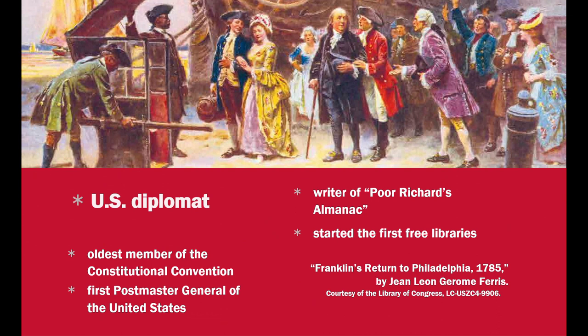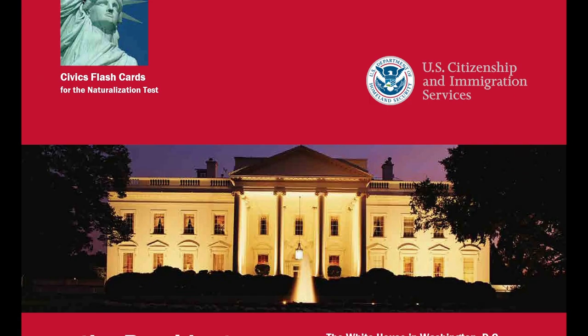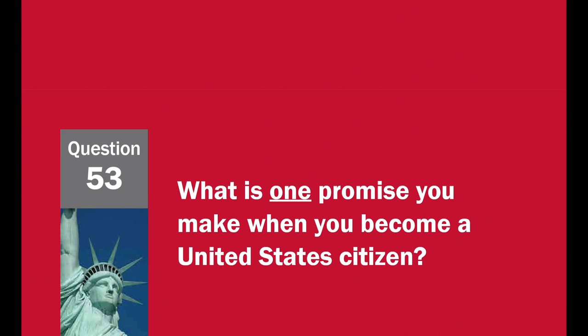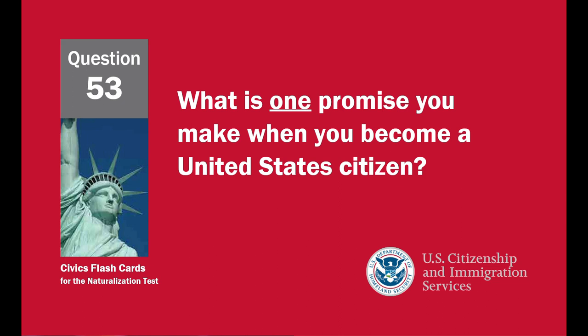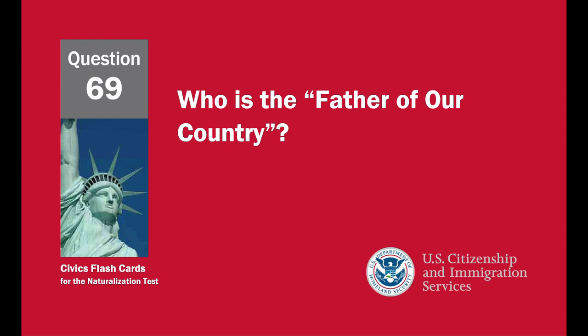Who is in charge of the executive branch? The President. What is one promise you make when you become a United States citizen? To obey the laws of the United States. Who is the father of our country? George Washington.